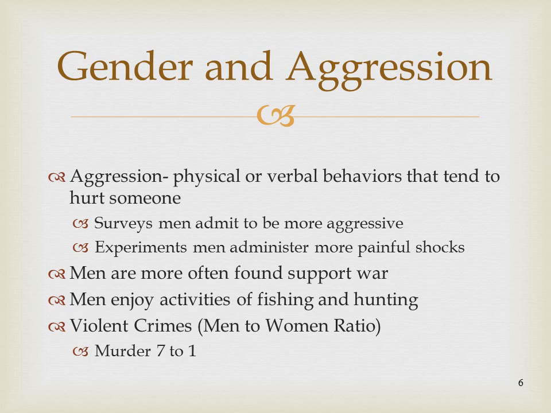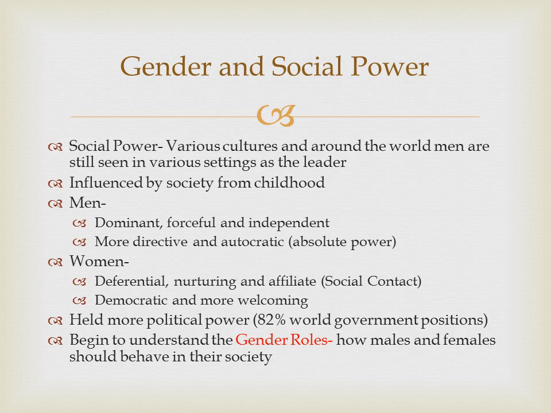On statistics in terms of murder, this was taken in 2008. The statistic states that 7 men to every 1 woman are more prone to violent crimes, specifically murder. Gender and social power. Social power refers to the various cultures around the world. Men are seen in various settings oftentimes as the leader.